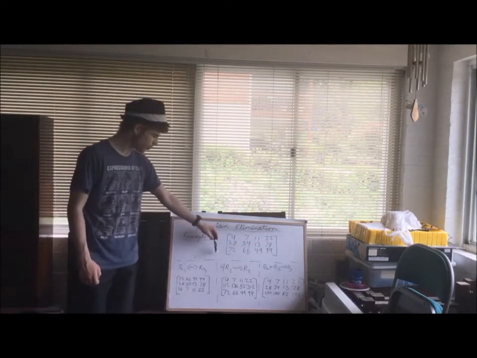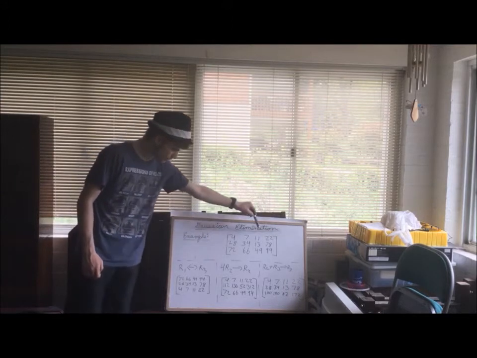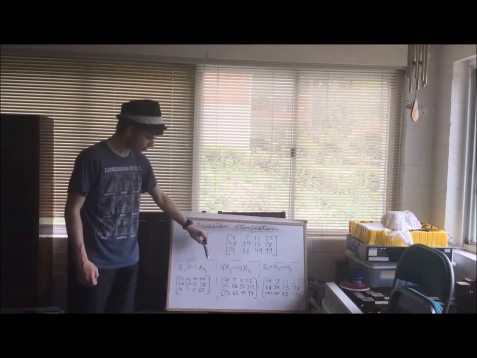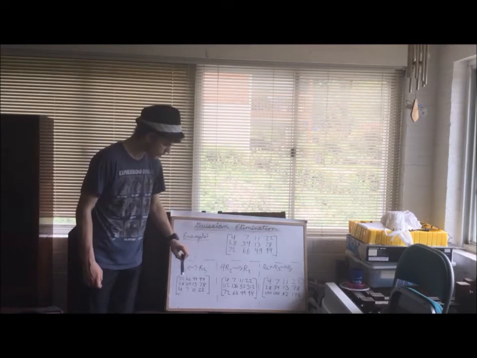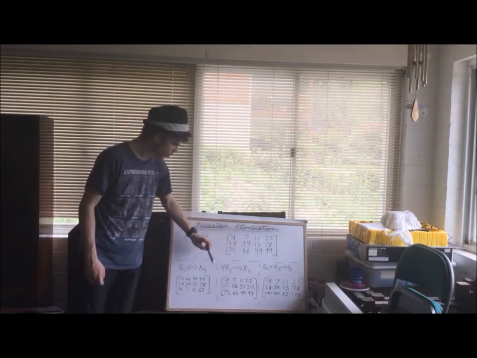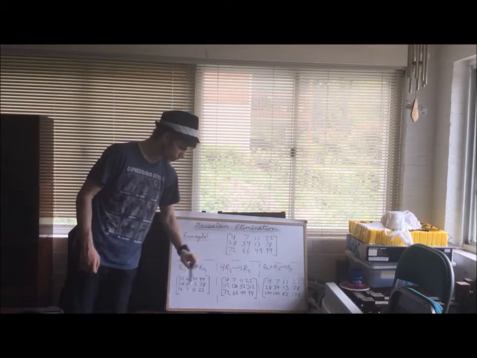And then for the second row, we just take 4 times every individual number in this one, and it becomes the new row 2. So 4 times 28 is 112. 4 times 34 is 136. 4 times 13 is 52. And 4 times 78 is 312.